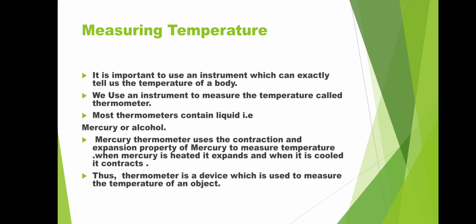The instrument which is used to measure temperature is known as thermometer. Most thermometers contain liquid. Which liquid? Mercury or alcohol. Mercury is a metal which is shiny and opaque and uses a property. Which property? That it expands on heating and contracts on cooling. When the mercury is heated, it expands, and when it is cooled, it contracts. So thus mercury is mostly used in thermometers. Thus, a thermometer is a device which is used to measure temperature of an object.